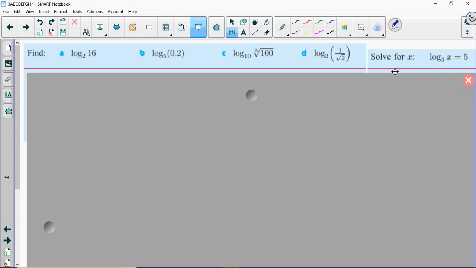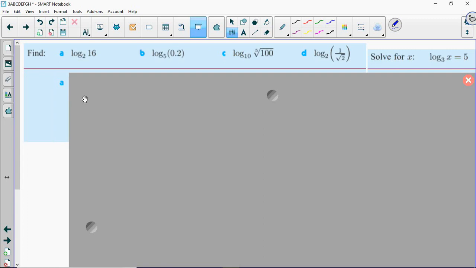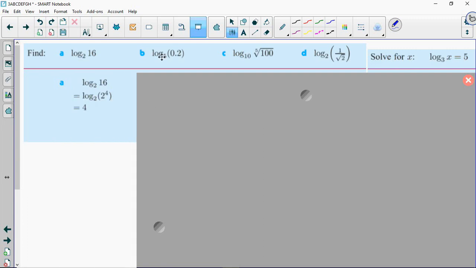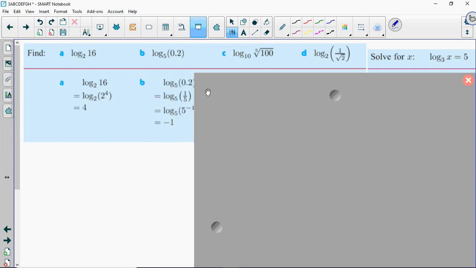Anywho, here are some simple logarithms that we should be able to work out in our heads. First one, log base 2 of 16. I know that 16 is a power of 2. It's 2 to the power of 4. Secondly, log base 5 of 0.2. 0.2 is a fraction. That's 1/5. So we need to raise 5 to the power of -1.